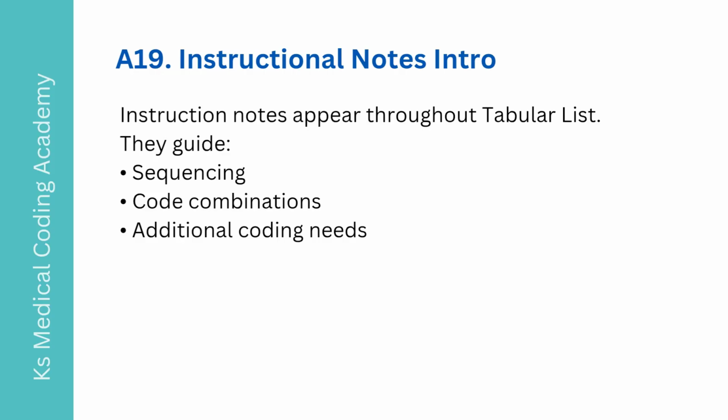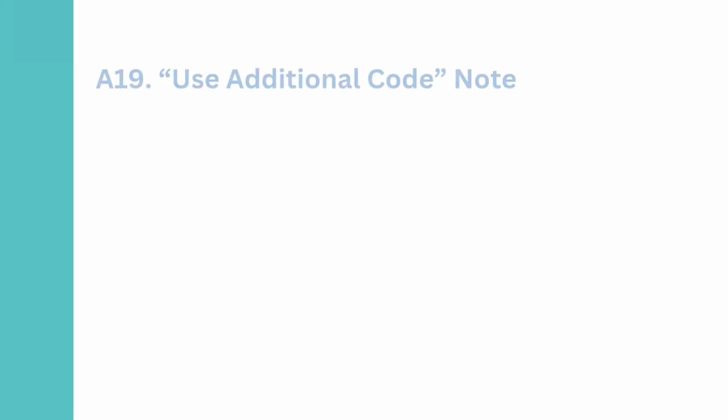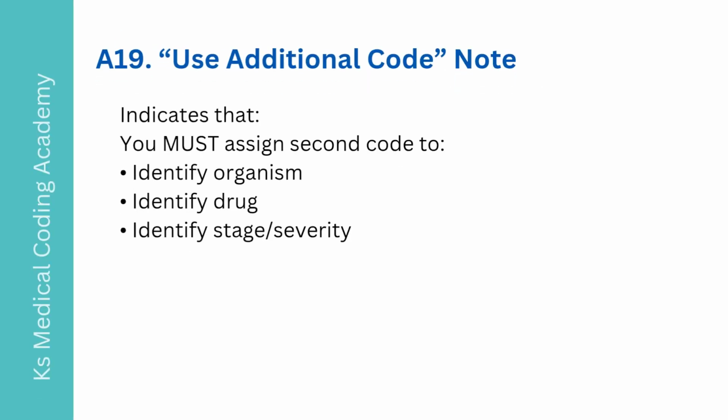Instructional notes intro. Instructional notes in the tabular list guide sequencing, code combinations, and other special coding needs. These notes are mandatory instructions. Read them before assigning a code. Use additional code. Note: when you see use additional code, you must assign a second code to identify specifics such as the organism, the drug, or the stage or severity of a condition.